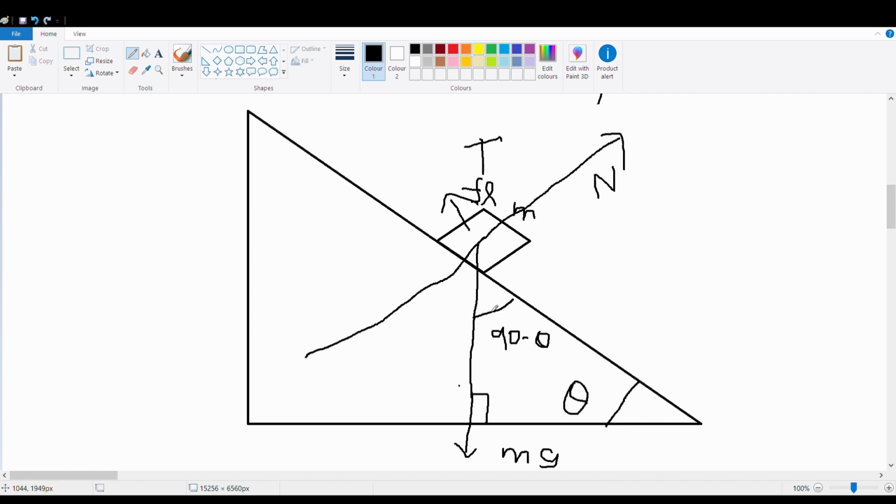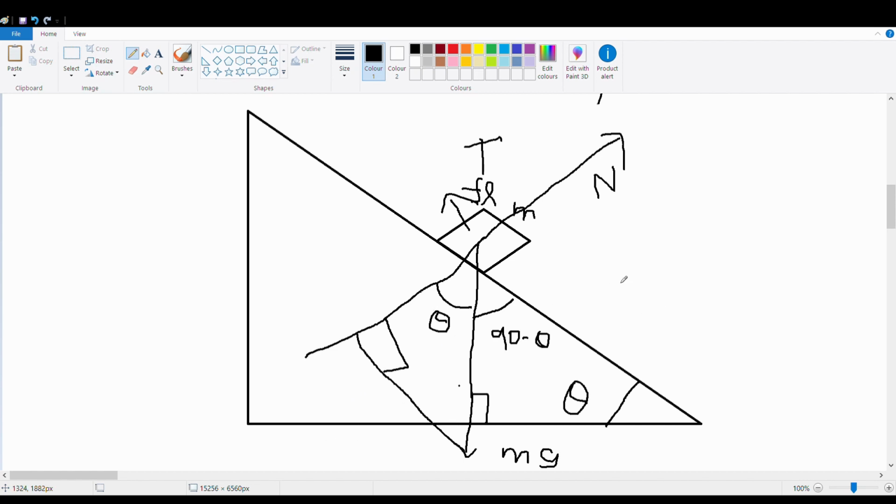Since this whole angle is 90 degrees, we're going to denote this angle by theta, and we're going to complete this right angle triangle. It might not look like a right angle triangle, it definitely does not, but this is a right angle triangle, I'll show you. So this is 90 degrees over here, this is theta.